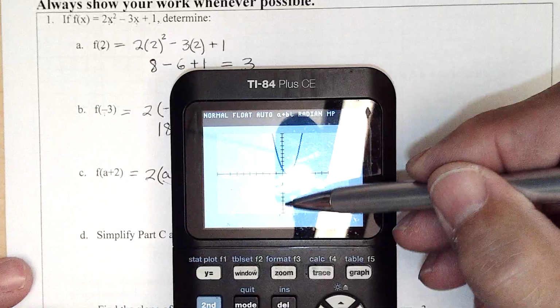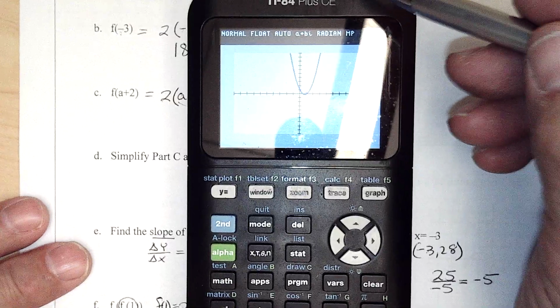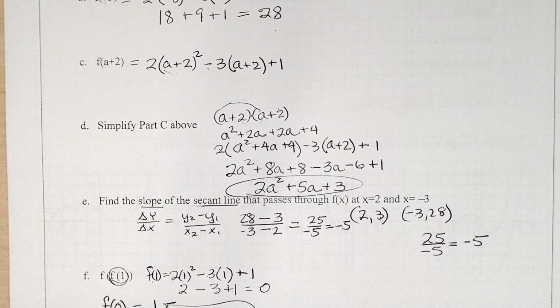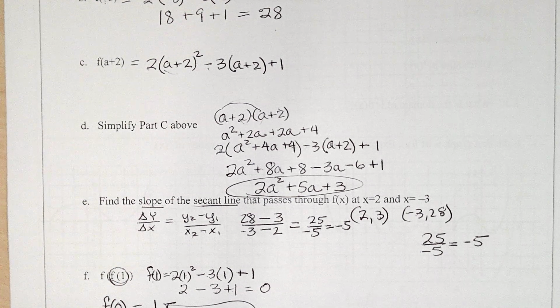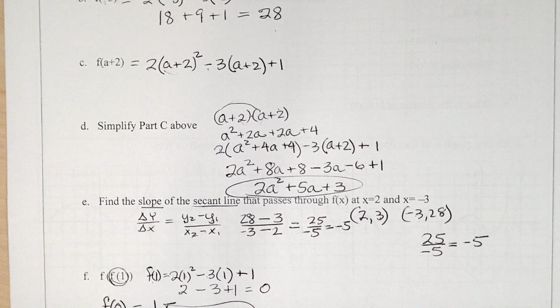So a vertical line only hits the curve once, no matter where I make the vertical line. But a horizontal line hits it twice. So this does pass the vertical line test, does not pass the horizontal line test. So it doesn't pass both. It does pass one. So it passes the vertical line test, not the horizontal line test, not both, not neither.